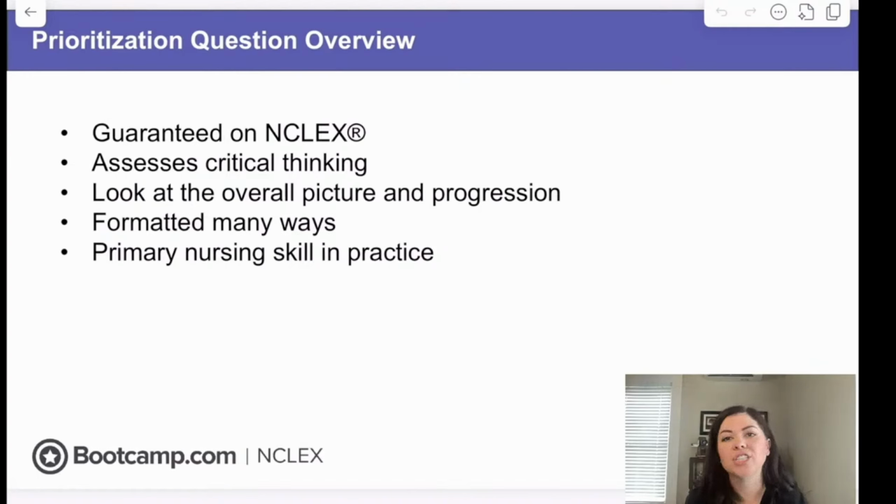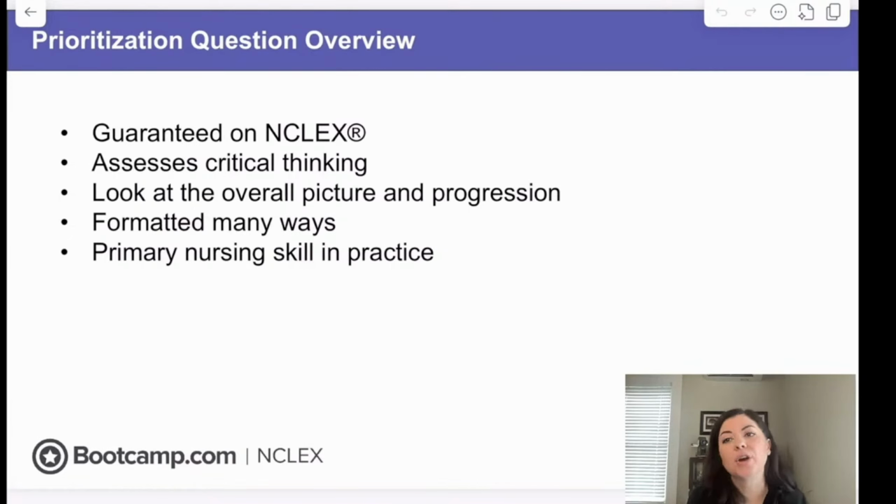Prioritization questions typically don't just look at one client or one clinical condition. Instead, they are asking you to look at the overall picture and progression that you expect for sometimes 4 clients. So they can be much more challenging than other items. But once again, hopefully today we make it a little bit simpler.